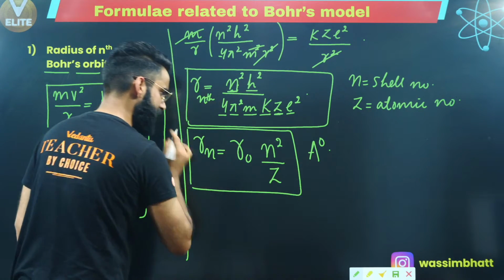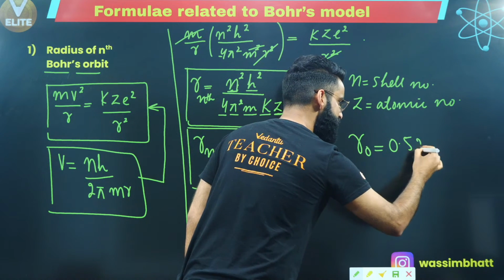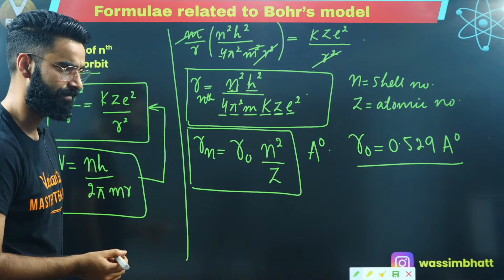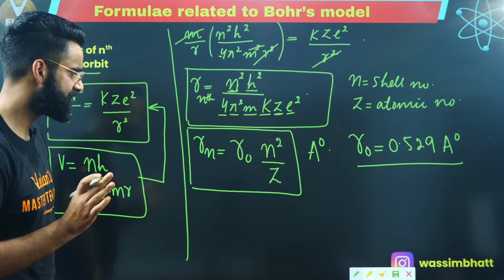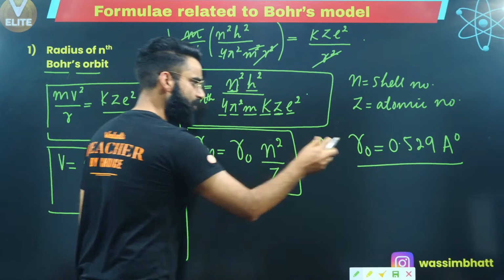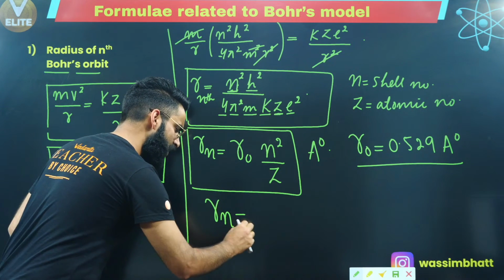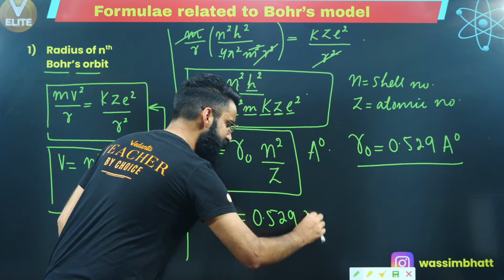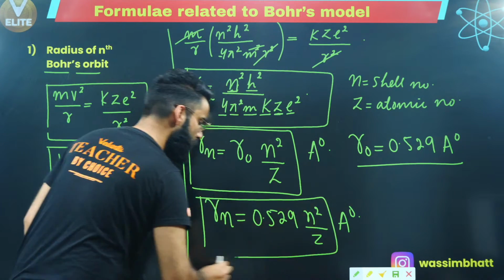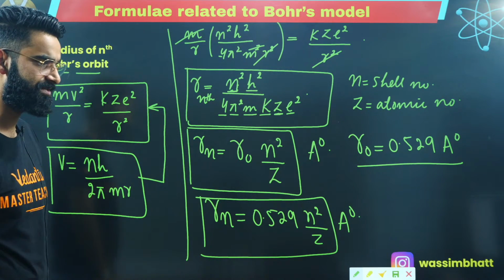This is the formula which you need to remember, and at the same time, this r naught value, you are going to remember it like this, 0.529 angstroms. Okay, r naught value is 0.529 angstroms. As simple as that, right? So people, radius of the nth orbit is equal to r naught n square upon z, where r naught is equal to 0.529 angstroms. Or you can write this formula like this as well. Radius of electron in the nth orbit is equal to 0.529 n square divided by z, and the units are going to be in angstroms. This is how we calculate the radius of any Bohr's orbit of any atom. As simple as that.